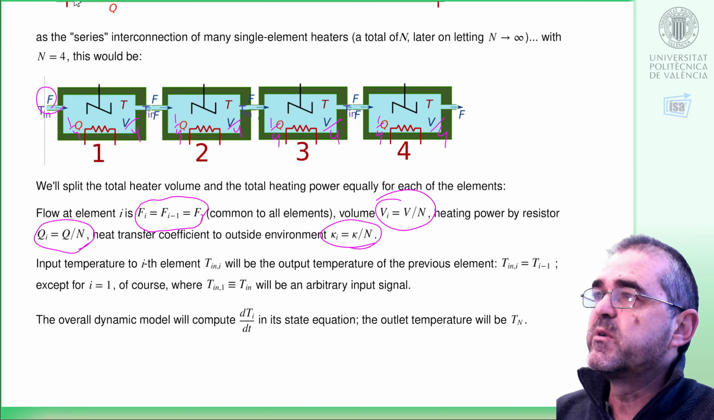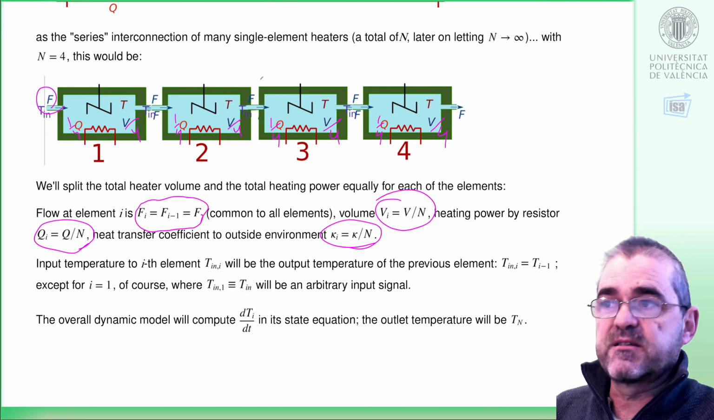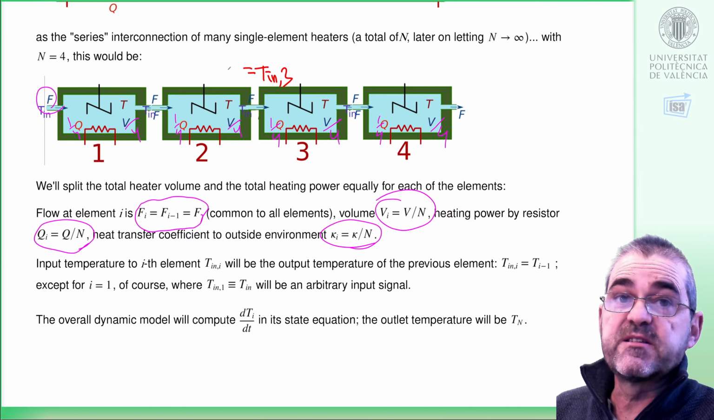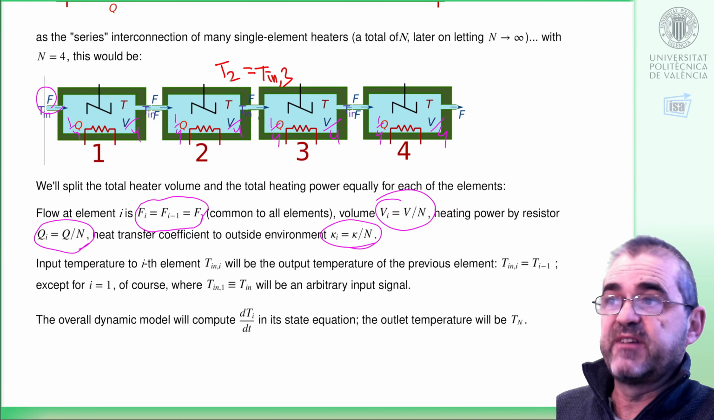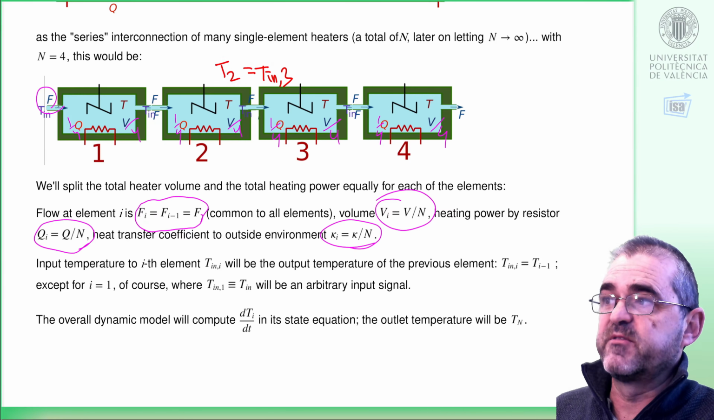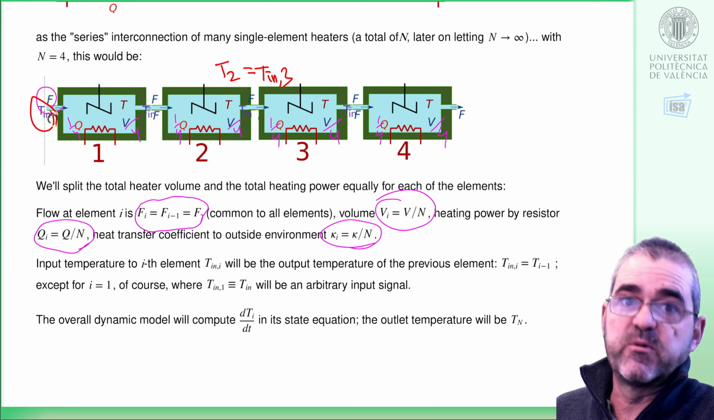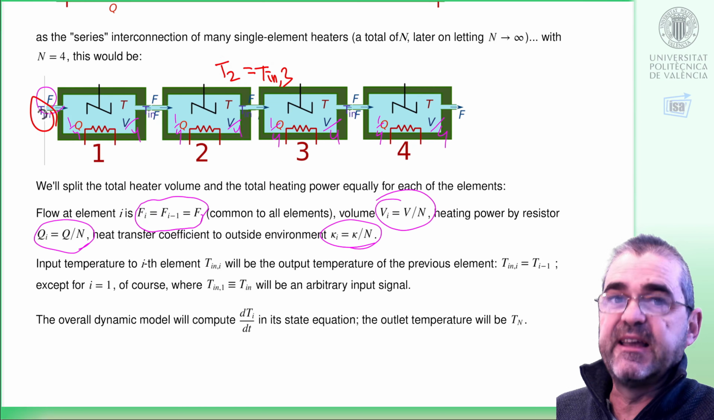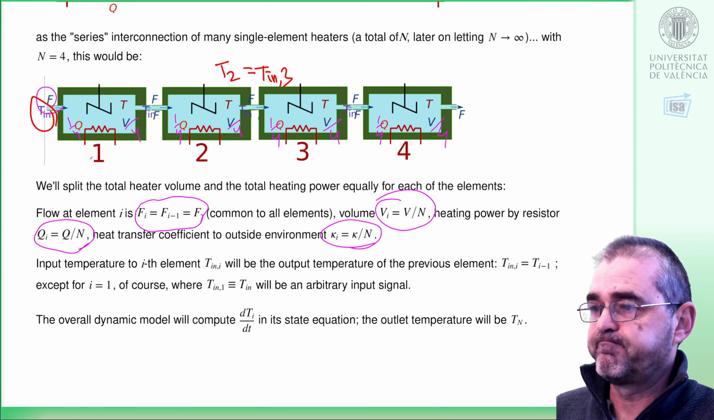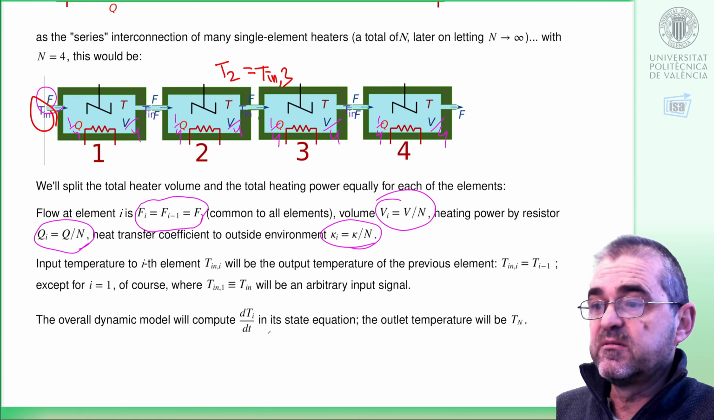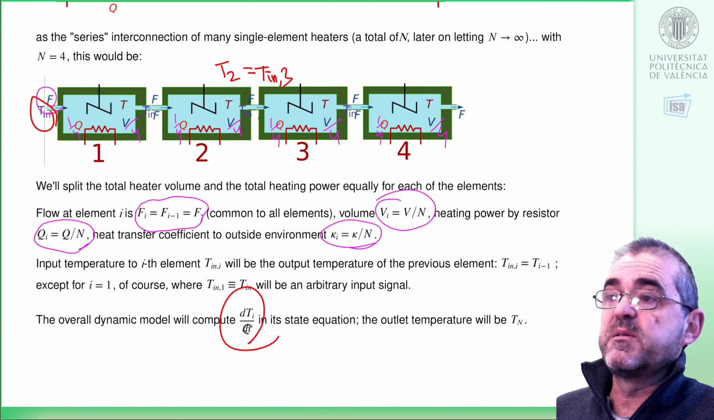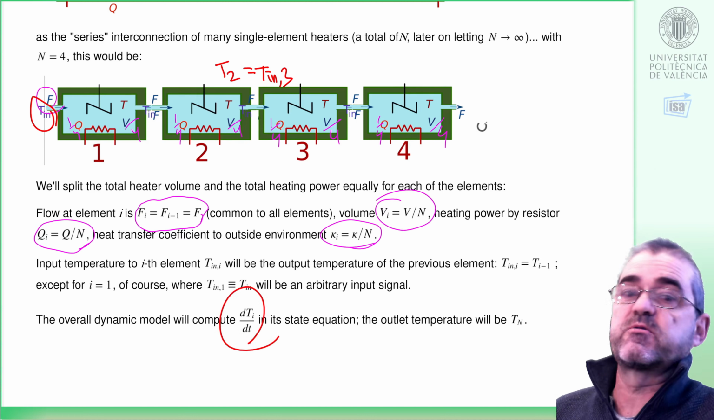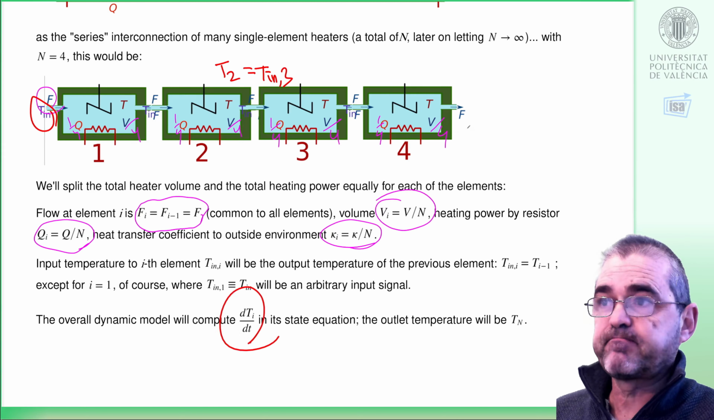The next thing we need to realize is that, say, the input temperature to element 3 is the output temperature of element 2, except, of course, for the first element, in which the input is the actual input to the system, the temperature at the inlet of the heater. Then a finite element model should compute the derivative of each of these 4, 8, or 200,000 temperatures.